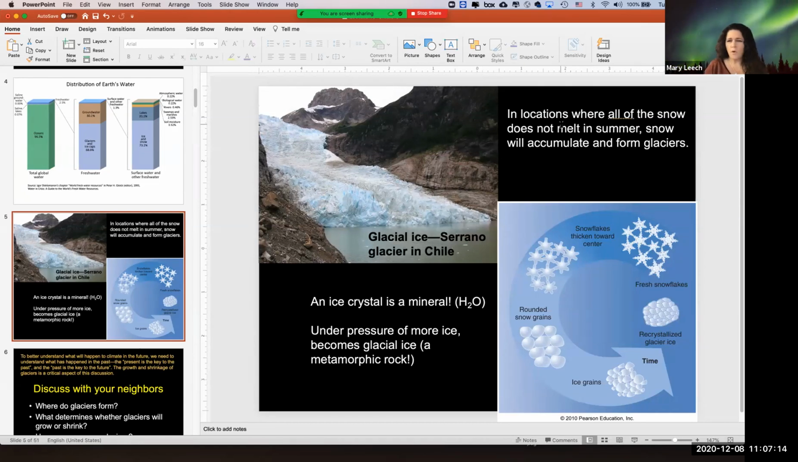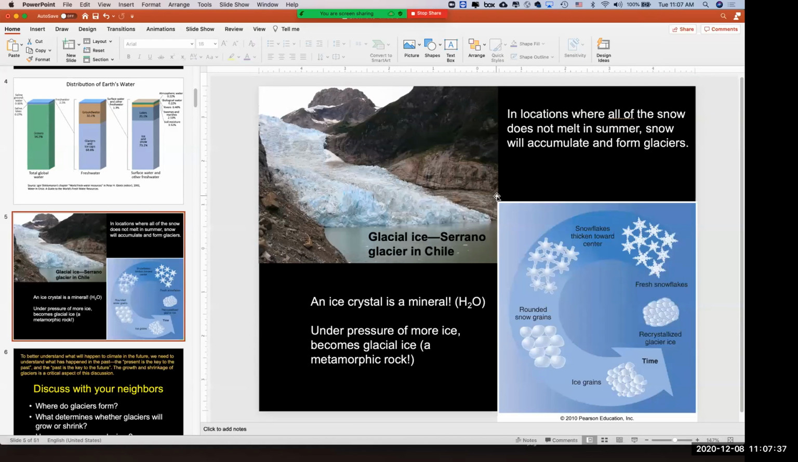How do glaciers form? They start forming at high elevations and at high latitudes. What do I mean by high latitudes? High elevation is just how high you climb in the mountains, right? So up near the peaks of mountains. High latitude is how far north or south of the equator you are.